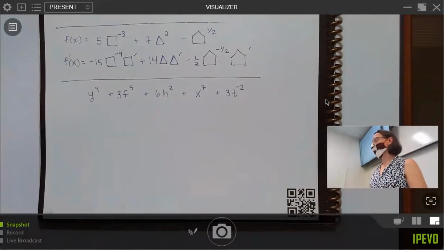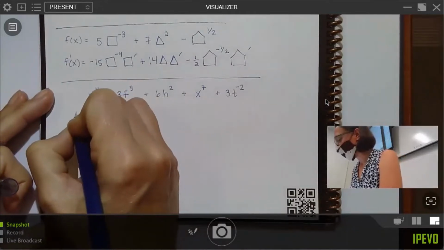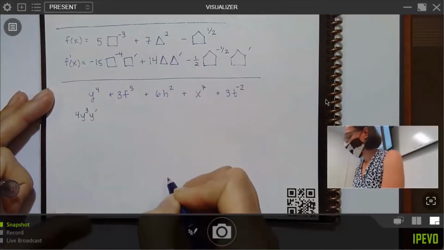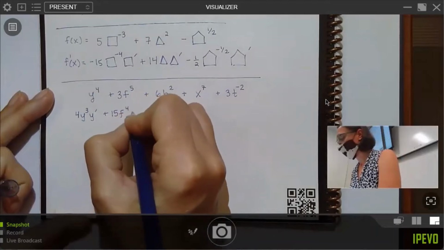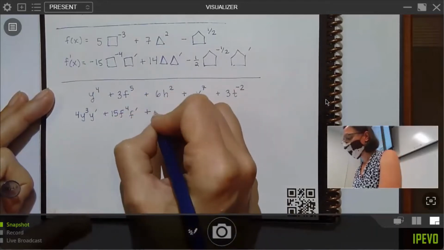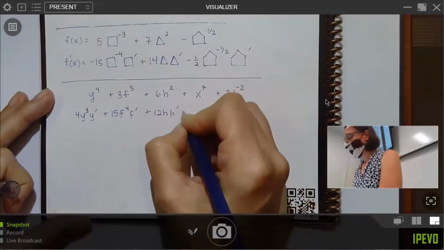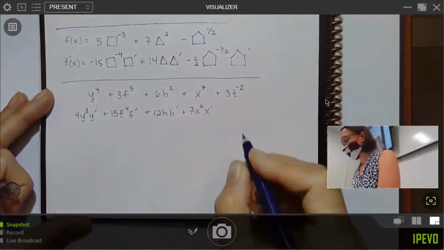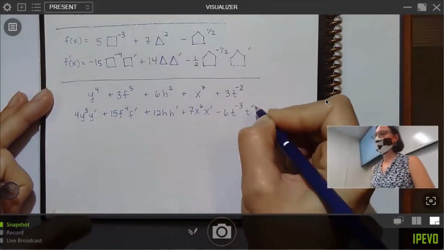So if I go to take the derivative of y to the 4th, I'm going to end up with 4y cubed times the prime of y. 3f to the 5th, I've got 15f to the 4th times the prime of f. 6h squared, I'm looking at 12h to the 1st times the prime of h. 7x to the 6th times the prime of x. Negative 6t to the negative 3 times the prime of t.